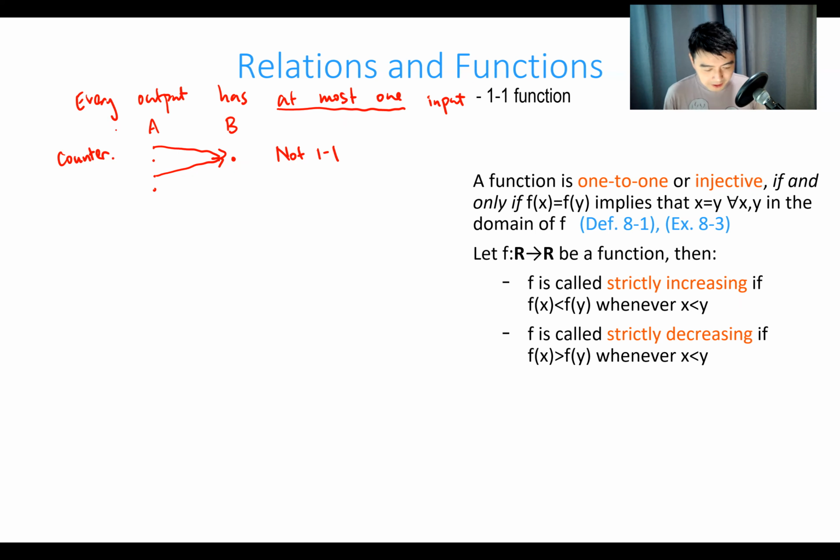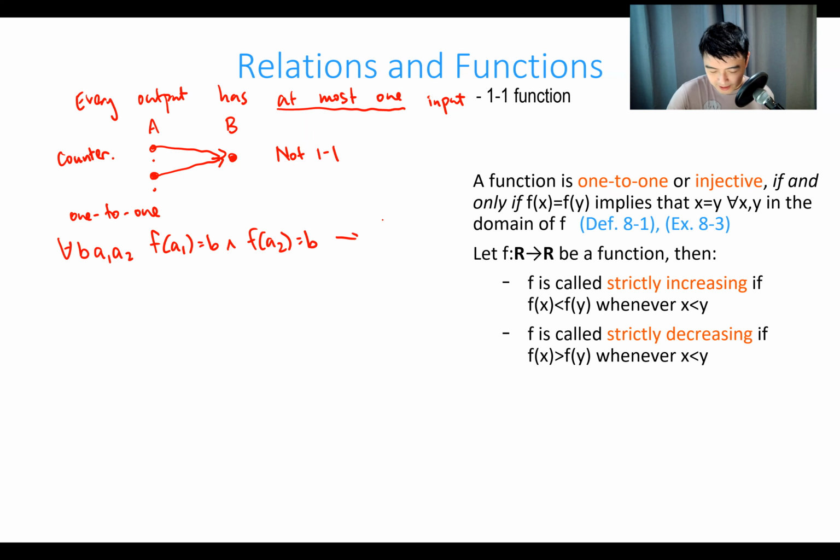All right, so let's see if we can officially give a definition of one-to-one. Again, the definition is every output has at most one input. So every output goes like this. And then I'm going to do A1, A2. So I'm going to say that if A1 is equal to B and if A2 is equal to B, so you see A1 and A2 is equal to B, then A1 must equal A2.